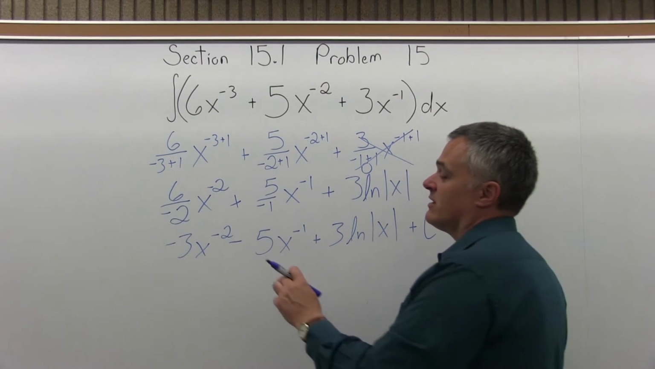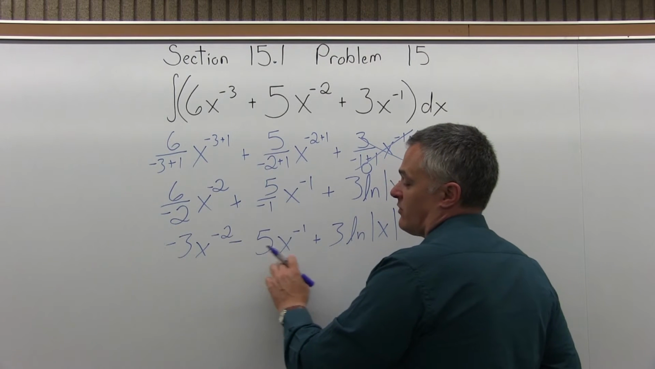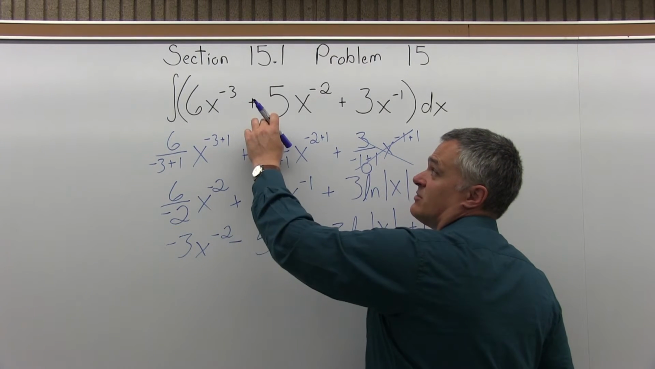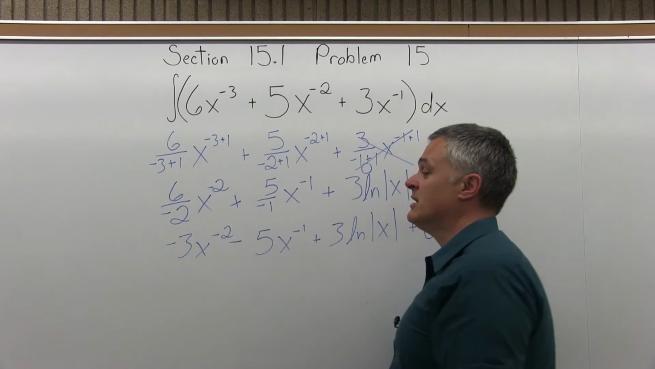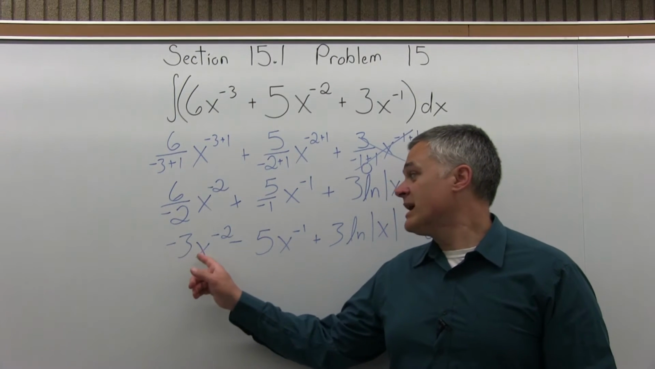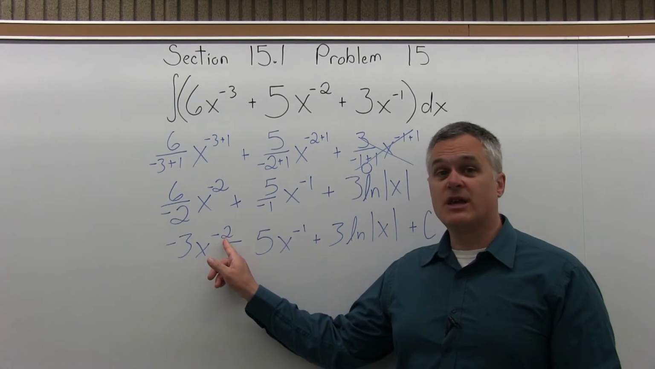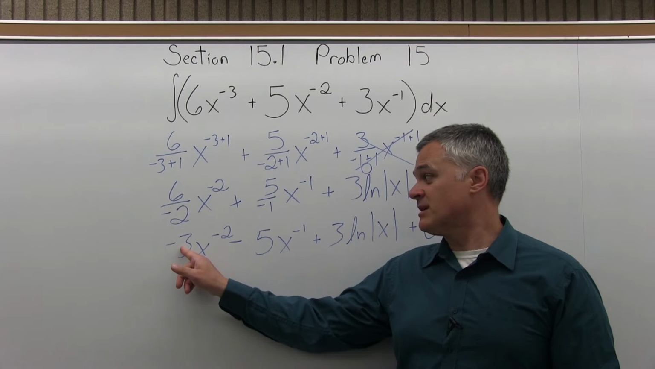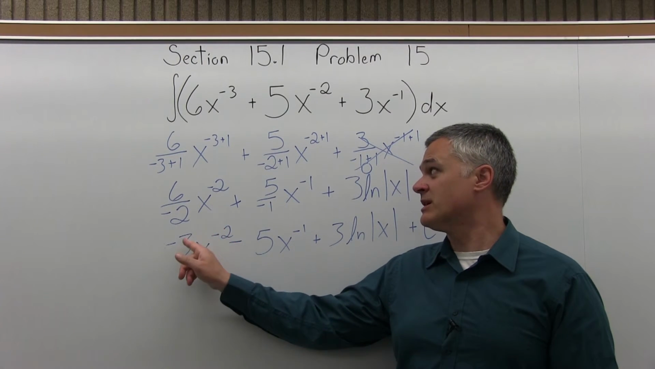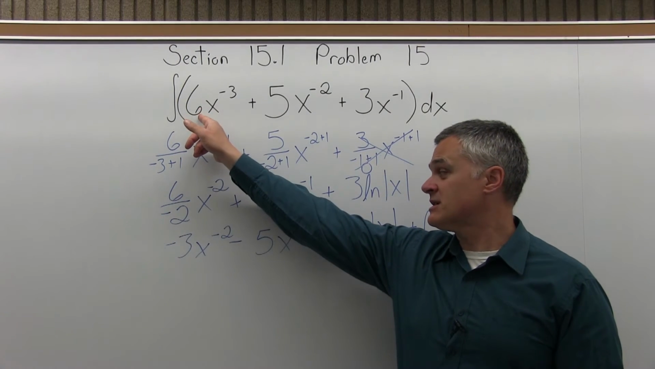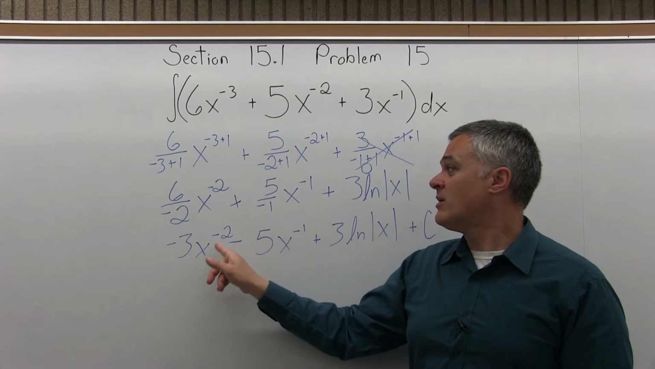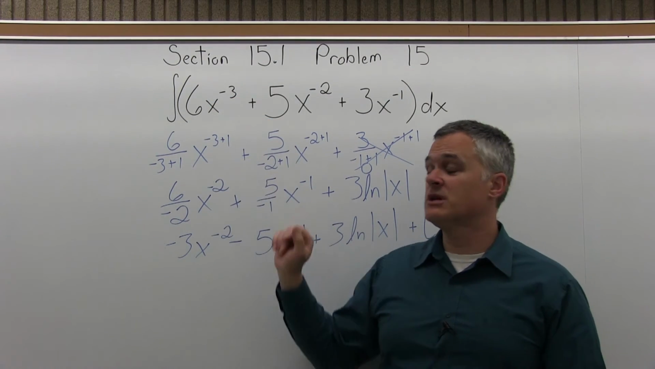And again, you can check it if you want. You can take the derivative of what we claim the answer is and see if it takes you back to what the original question was. So the first piece, negative 3x to the minus 2, take the exponent of minus 2, bring it down times the number in front, minus 3. Negative 2 times negative 3, positive 6. X to 1 less power, that minus 2 will drop to a minus 3.